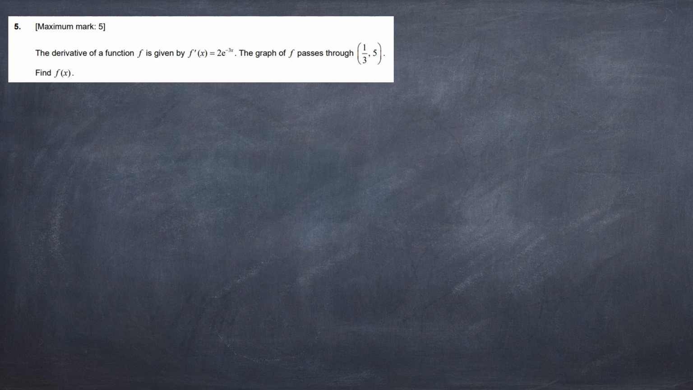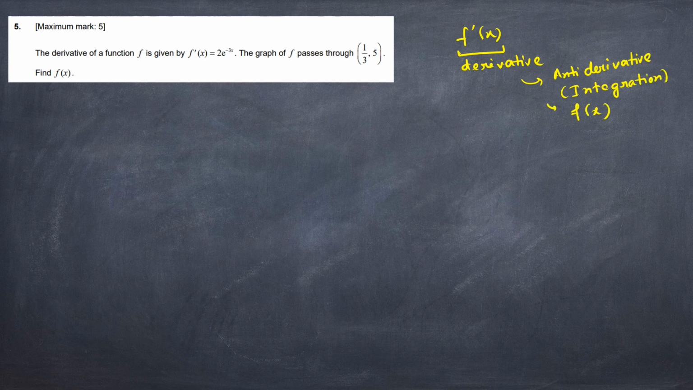So in this type of problem, if f dash x is given, so this is basically the derivative part, and using antiderivative, or we can say integration, we can get back f(x). So in the same way, we will do this particular part.